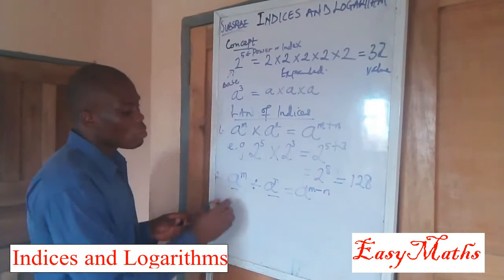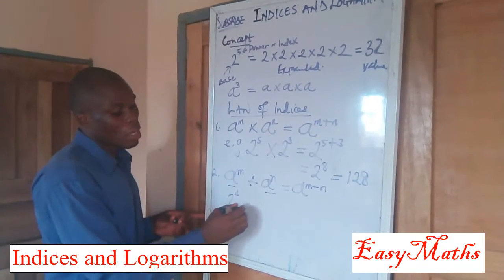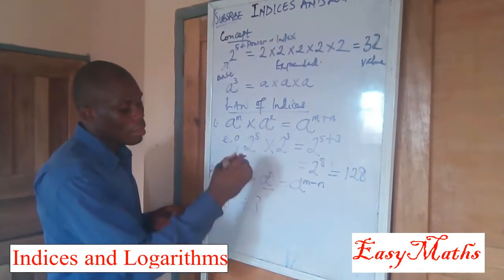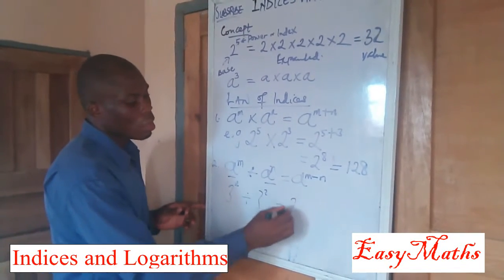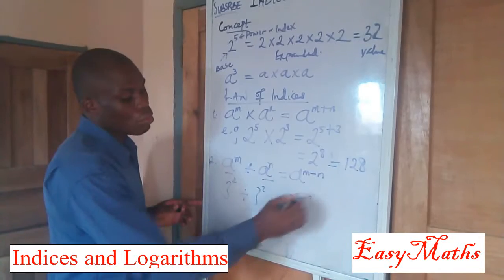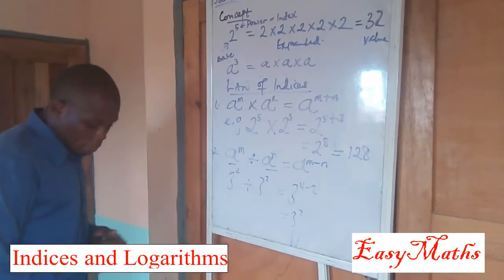So in case you have something like 3 raised to power of 4 divided by 3 raised to power of 2, that gives you 3 raised to power of 4 minus 2. That will give you 3 raised to power of 2. I hope that is clear.